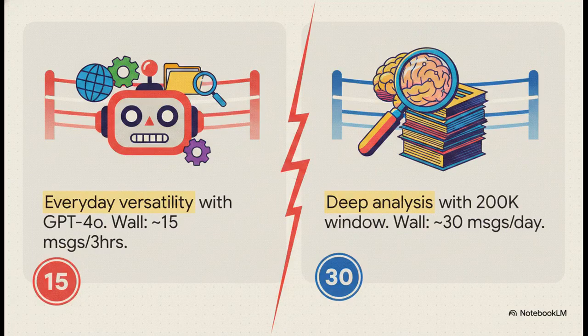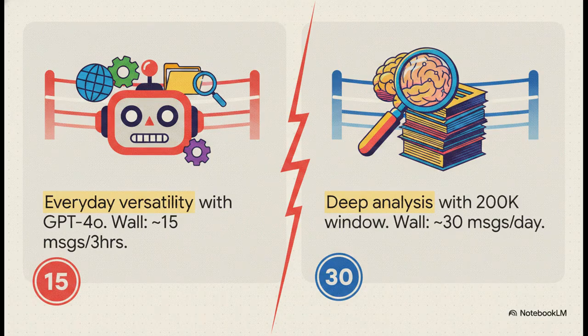But of course, you're probably wondering how it compares to the heavyweight champion, right? When we put the big players head-to-head, ChatGPT, with its GPT-4o access, live web browsing, and file uploads, definitely remains the best default choice for just everyday general versatility. Its wall hits at around 15 messages every 3 hours. Claude, on the other hand, is your undeniable specialist for long document analysis, and its wall hits at roughly 30 messages per day.